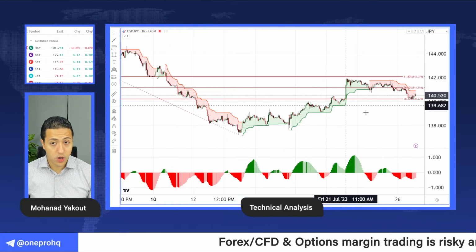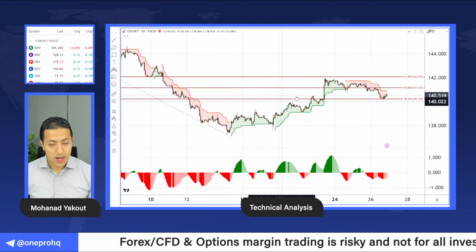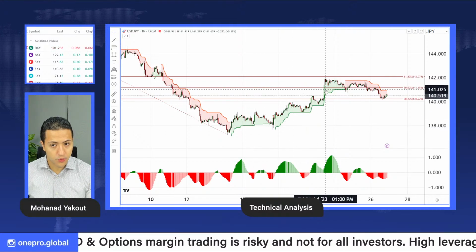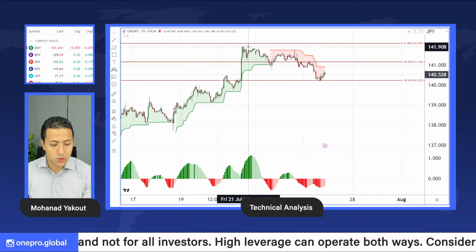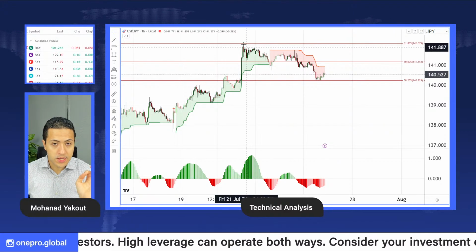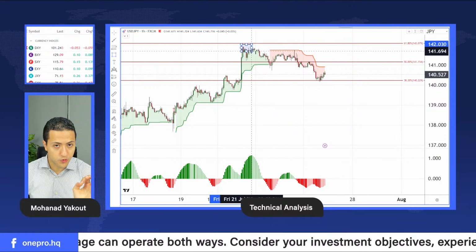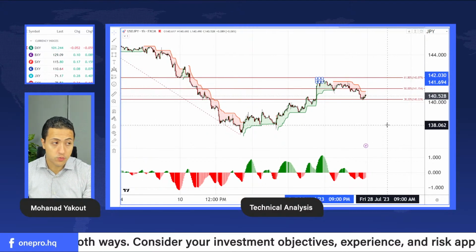And that's why, yeah, that's the correction. That upward move was a corrective move. It ended just below the 61.80%. And to me, this concludes the upward move on the dollar yen, and we should continue to move lower.